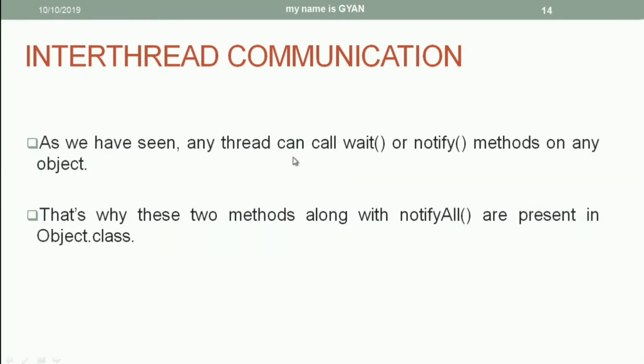As we have seen, any thread can call wait or notify methods on any object. Here we have called the wait and notify methods on an object of type Shared. These two methods can be called on any Java object. That's why these two methods, along with notifyAll, are present in Object class. We know that all the classes in Java get inherited from another class called Object. That's why these two common methods, which are common for all the classes in Java, have been put into the Object class, and another method, notifyAll, is also present in the Object class.